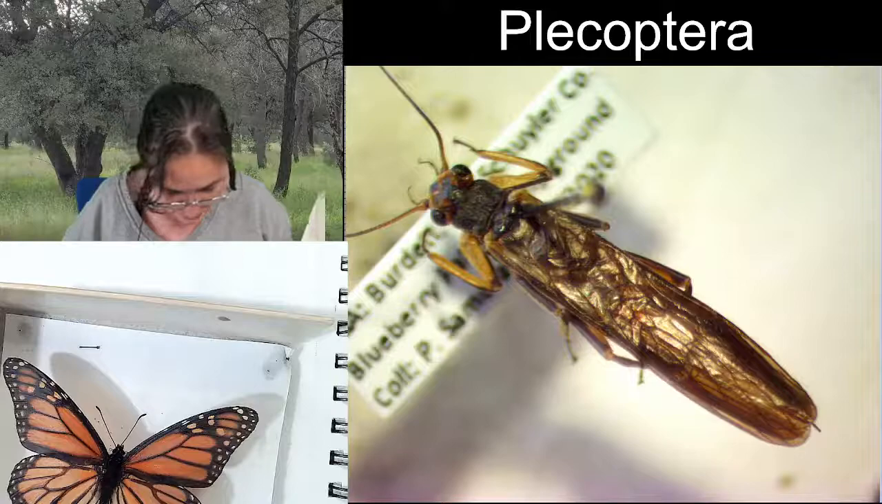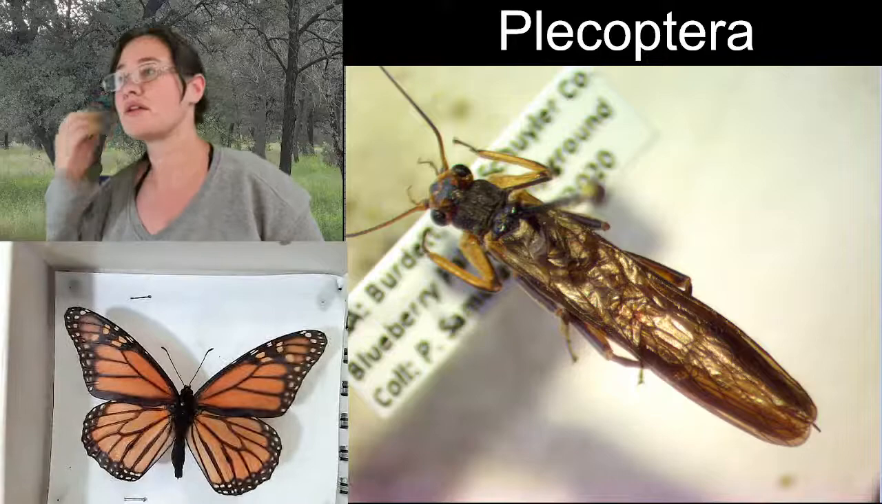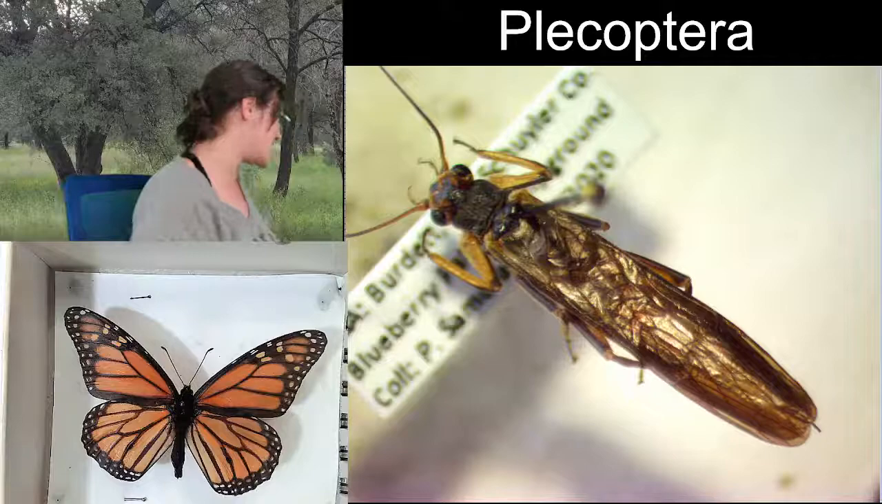We've done those. Ooh, a monarch. I think we've done a monarch together, right? Yeah, that one's a pretty one.